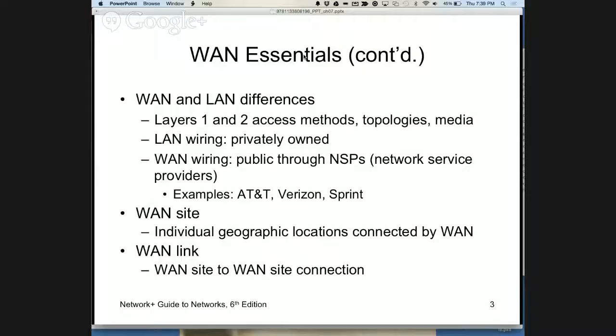WAN and LAN differences are layer 1 and 2 methods, like for instance, the media that you're transferring upon. Like here in the classroom, what are we using for media between your computers and the switches? What kind of wire are we using? Ethernet, Cat5, right? That's what we're using, right? We have it from this box here, under the floor, some fiber going into the IT room. So we have Cat5 and fiber. So that's one of the differences.